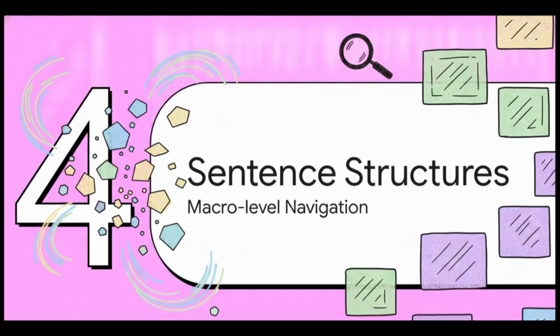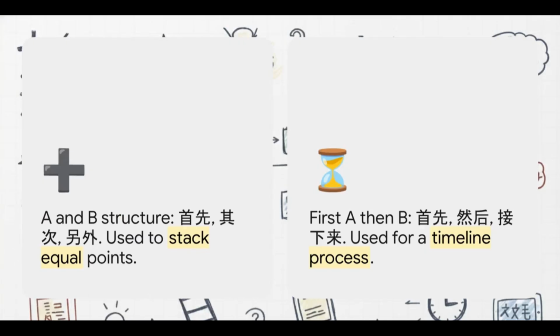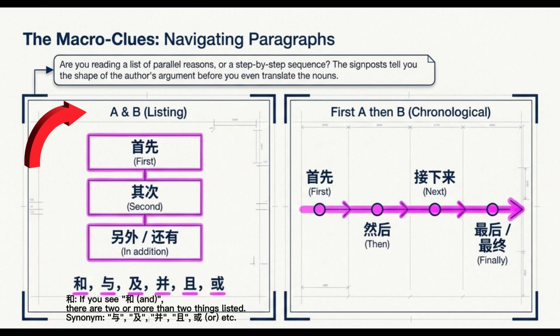Zooming out a bit for part 4, navigating sentence structures. We've looked at the micro level with particles and radicals, but at the macro level, it's all about how an author glues those SVO sentences together. Conjunctions are the literal skeleton of the author's argument. Let's contrast 2 incredibly common ones. First, the A and B listing structure. Words like shouxian for first of all, qicì for secondly, lingwai for in addition, and hai for also. This immediately tells you the author is stacking equal points.